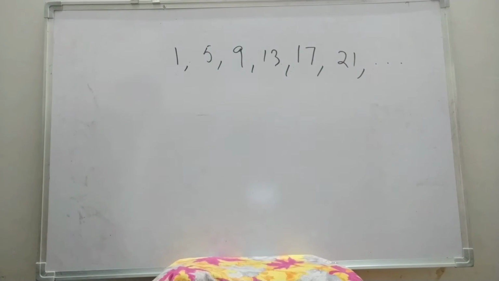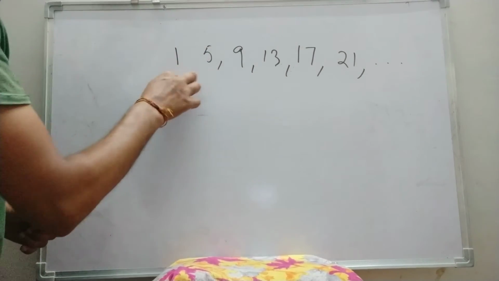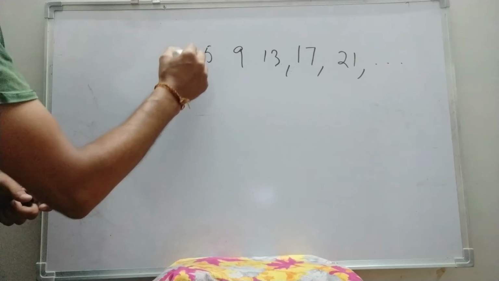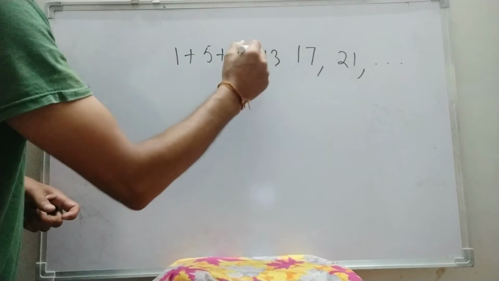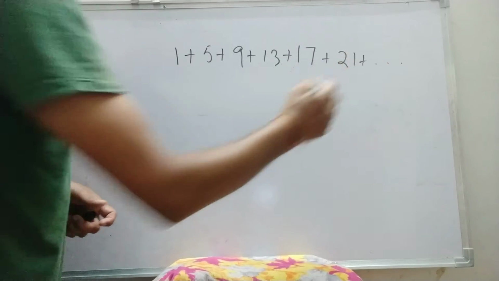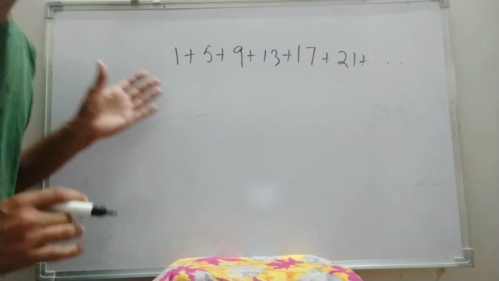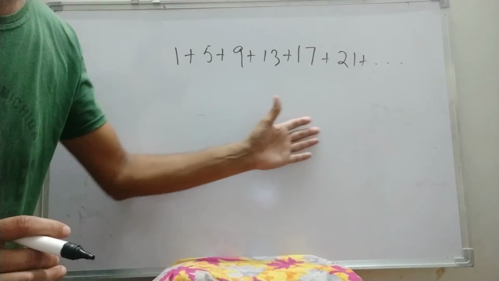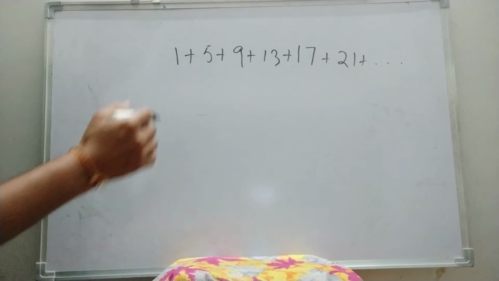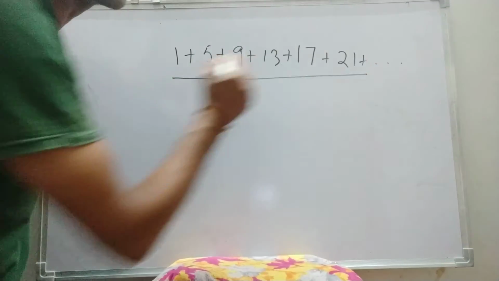Now, what is actually a series? If, students, each term of this particular sequence you arrange with the addition sign, this sequence will be converted into the series. So the only difference between the sequence and the series is that a sequence is the numbers written, while a series is the terms whose addition is there.